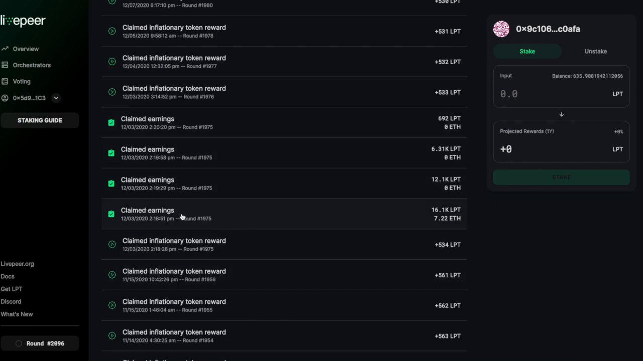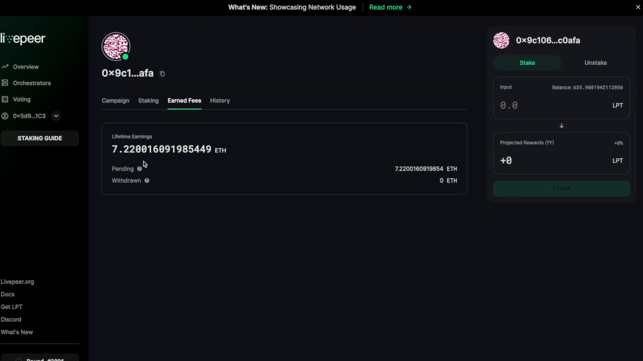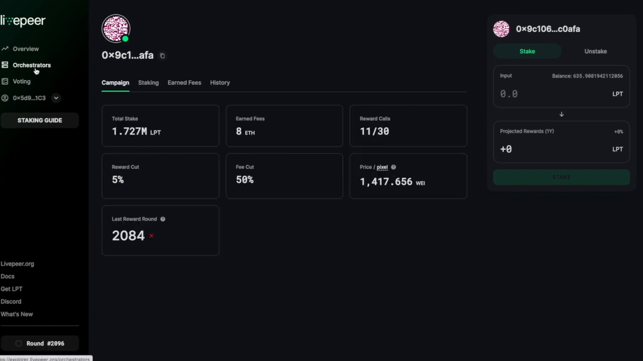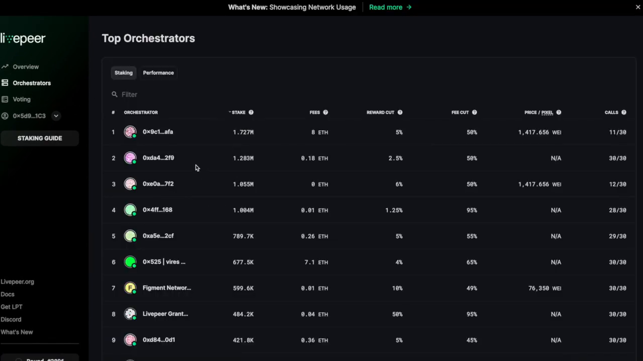You can see the last time he really transcoded was back on December 3rd. So maybe look for someone who is a little more active on the ETH if you're wanting to get a portion of those ETH fees. It's almost like a math problem. You've got to play around with it a bit.